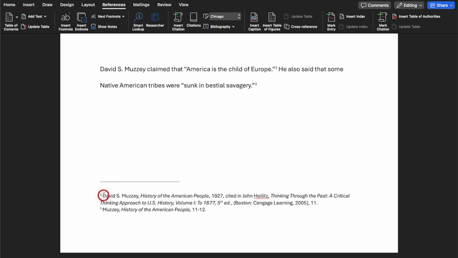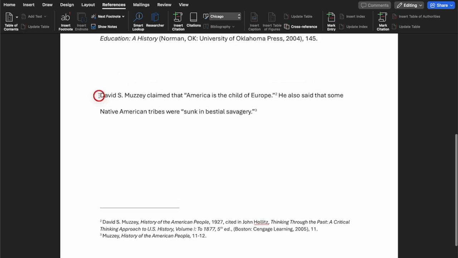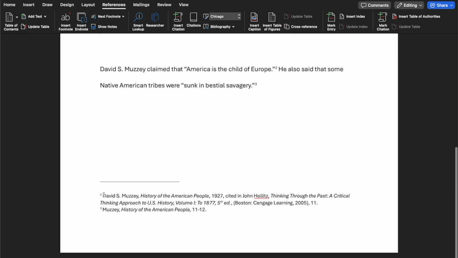And then this gives us all the information, because a lot of times we're like, okay, well, what year was that? We have to conceptualize these things as we're reading. So if I read this and I'm like, David S. Muzzy claimed that America is the child of Europe. Oh, when did he say that? Go down here. Oh, okay, that was in 1927.